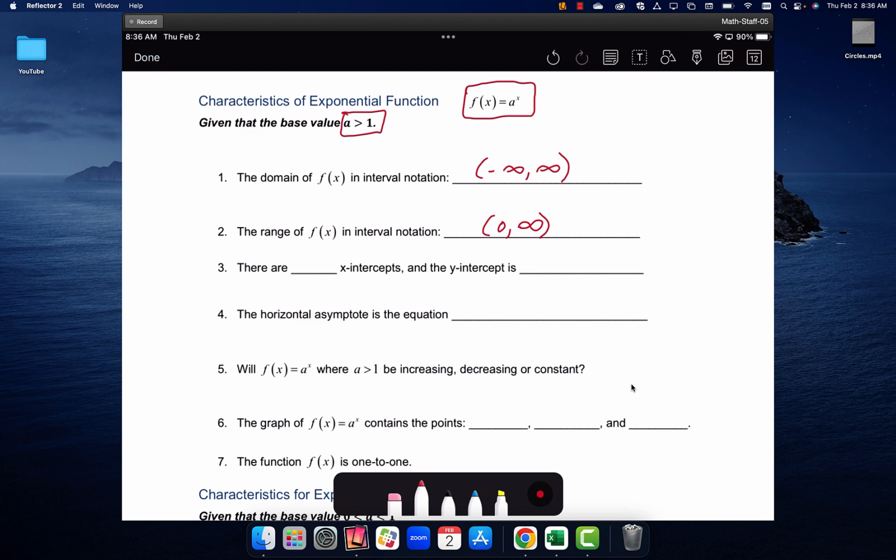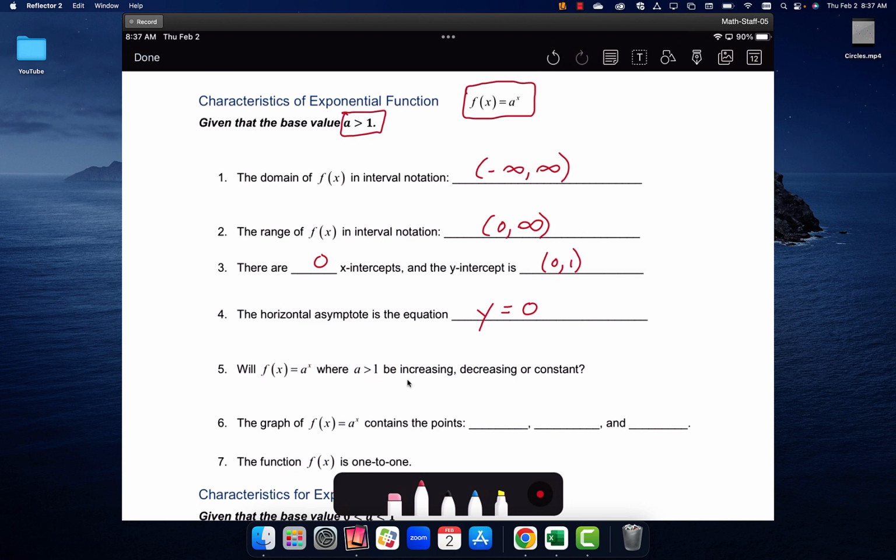There are 0 x-intercepts. Remember, the graph never crosses the x-axis. And then the y-intercept is 1. Or if you want to write it as a coordinate, 0, 1. The horizontal asymptote of this equation is y equals 0. Essentially, it's the x-axis. Again, we'll focus on asymptotes a little bit later in chapter 5, but the asymptote is essentially the line that graph cannot cross. And the graph approaches the x-axis, or y equals 0, but it never actually touches it or crosses it.